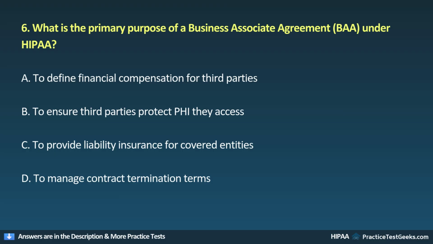6. What is the primary purpose of a business associate agreement under HIPAA? A. To define financial compensation for third parties. B. To ensure third parties protect PHI they access. C. To provide liability insurance for covered entities. D. To manage contract termination terms.